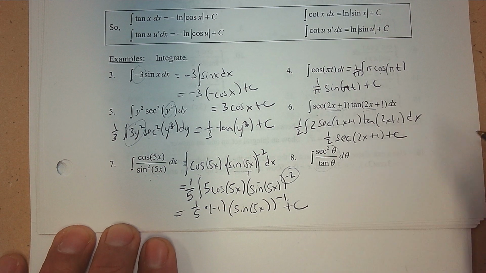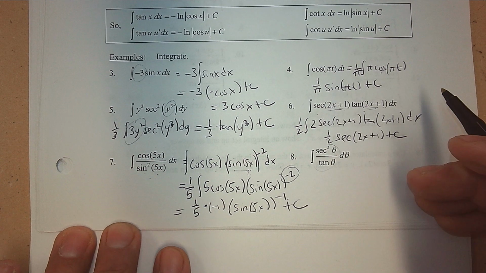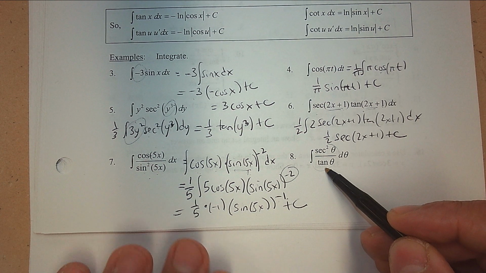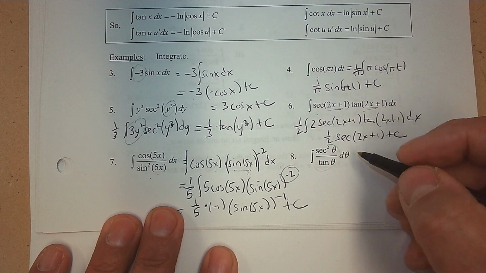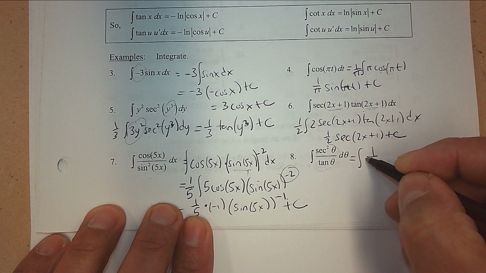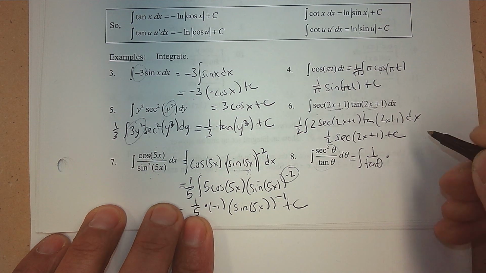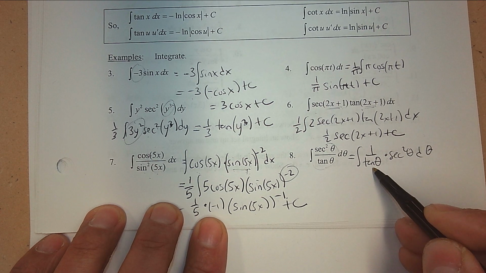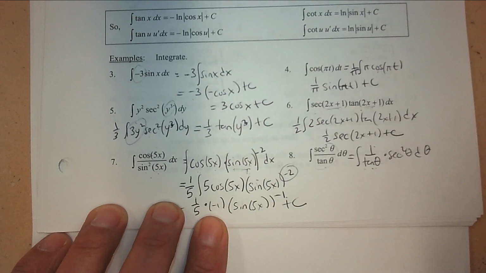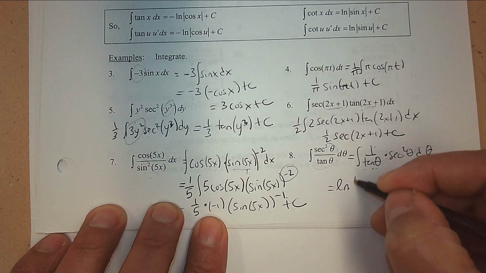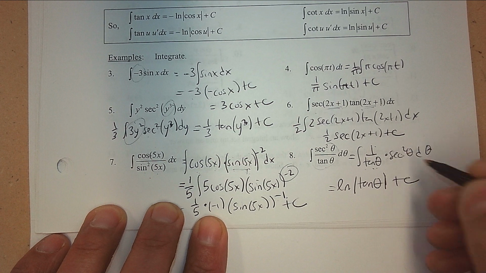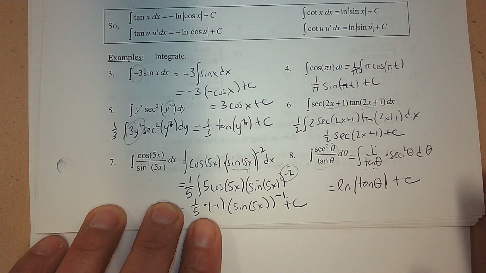Here, secant squared over tangent. So recognize the derivative of tangent is secant squared. So if you like, you can write it as 1 over tangent times secant squared. And then recognize that the derivative is there. That's the hook. Now 1 over is ln. So it's going to be ln, the absolute value of tangent theta, plus the candy, and the hook is embedded in there. All right, turn the page.